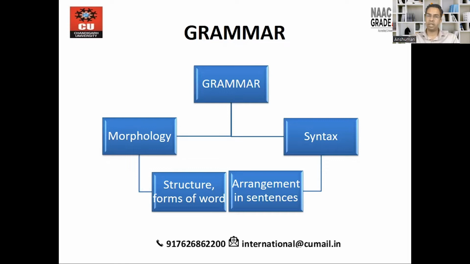Additionally, syntax. What is syntax? It is how sentences are arranged. Different words are arranged through subject, verb, and object. Always remember a sentence must at least have a subject and a verb in it. It may have an object. Object is optional, but without a subject and verb, a sentence cannot be formed.